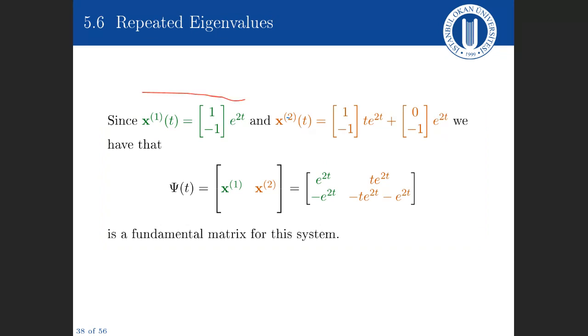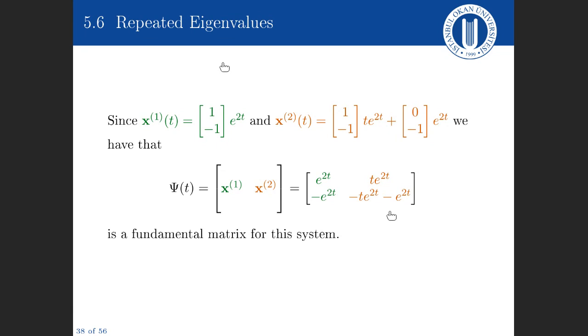This is our two functions, a green function and an orange function. As soon as we know these, we can write down a fundamental matrix. Make the first column the green function and the second column the orange function. And then we have a fundamental matrix for this system.